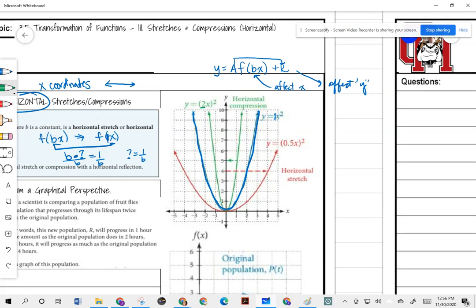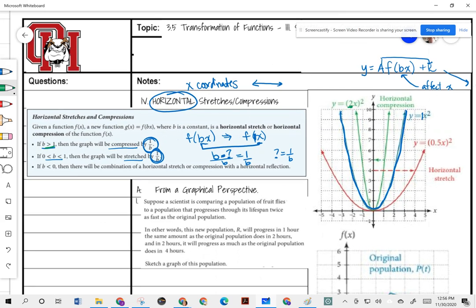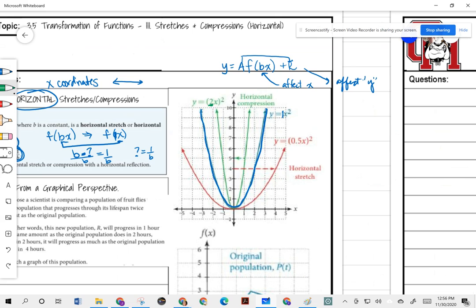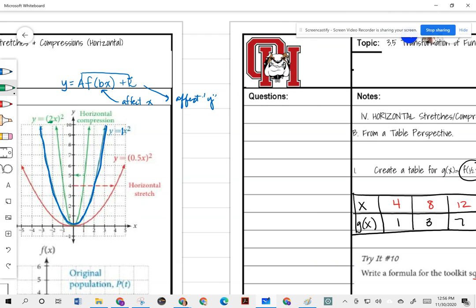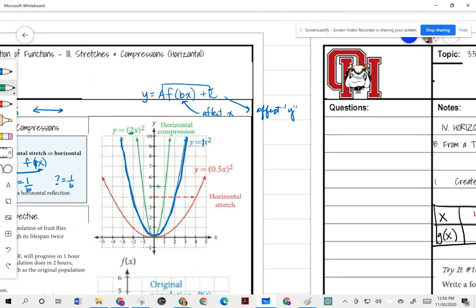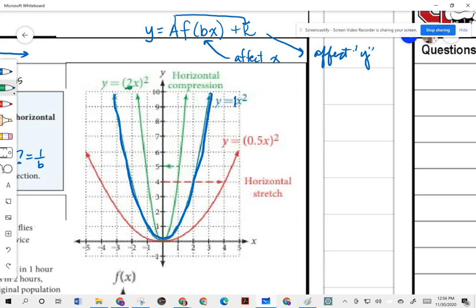So let's take, for example, over here our green graph. Notice that our 2 is a number bigger than 1. And over here, it says that if it's bigger than 1, it's going to be compressed. Now, to me, that seems kind of wrong, because if I multiply something by 2, I'm going to get bigger. I'm going to get a stretch, not a compression. And the idea is that you're not multiplying by 2. You have to take your 2x squared, and it needs to look like 1x squared. So I take my b value, which is 2, times what, and that's going to give me 1.